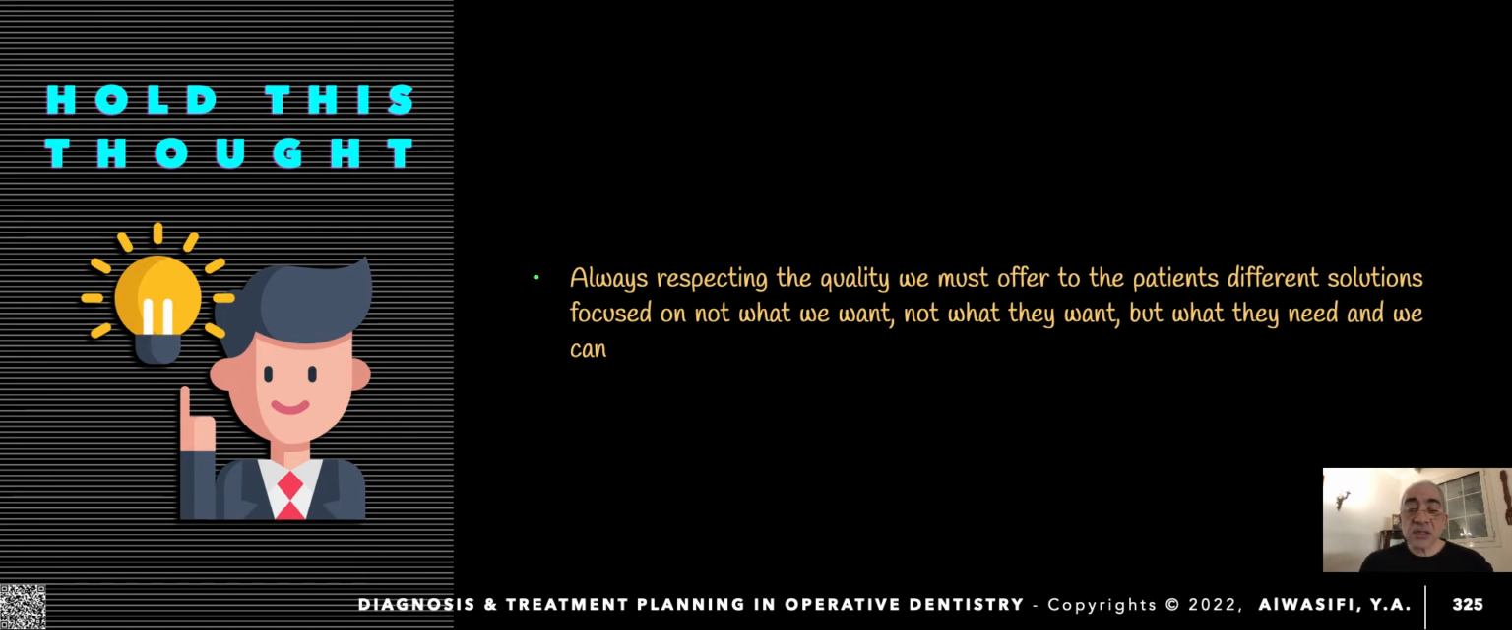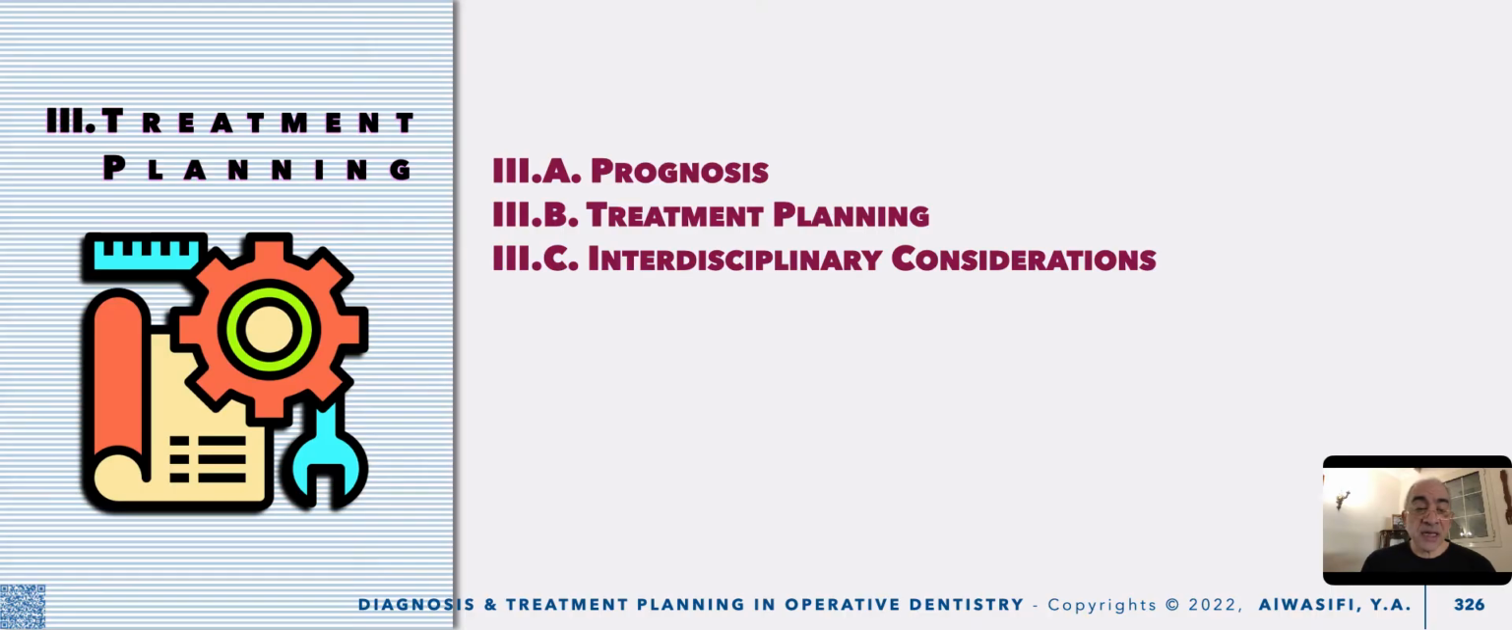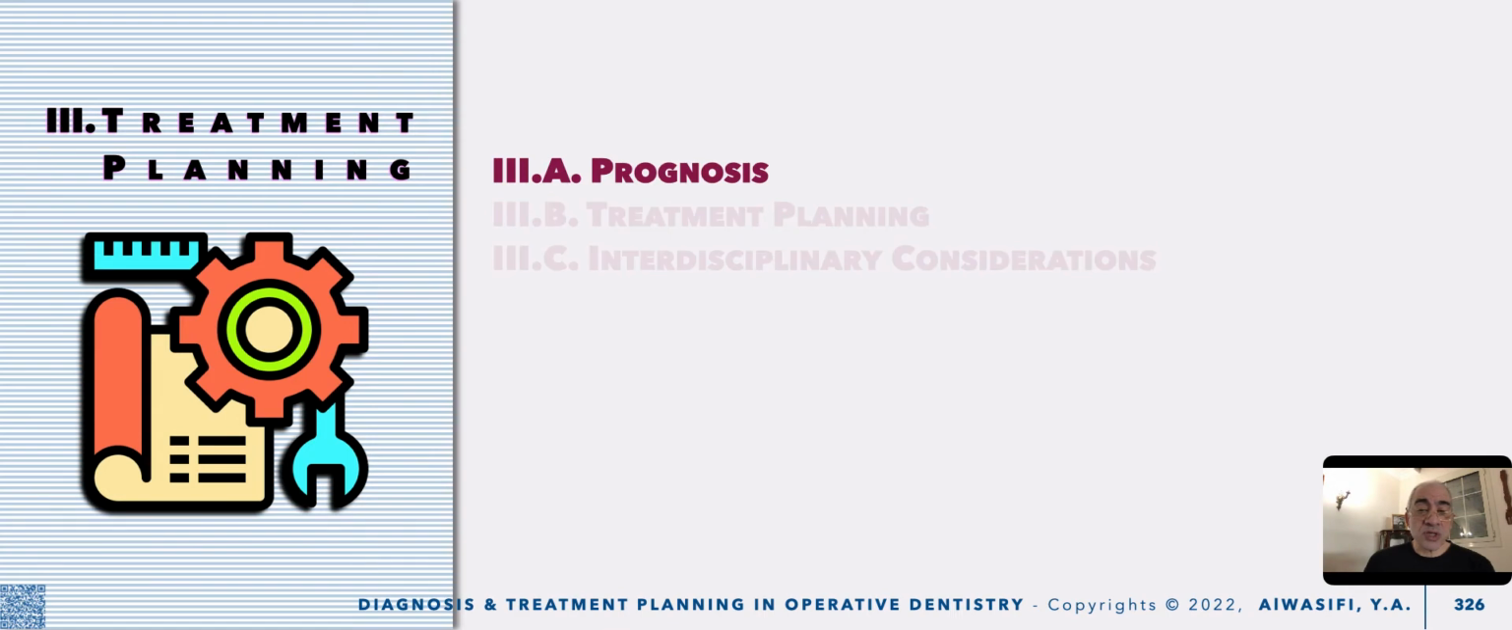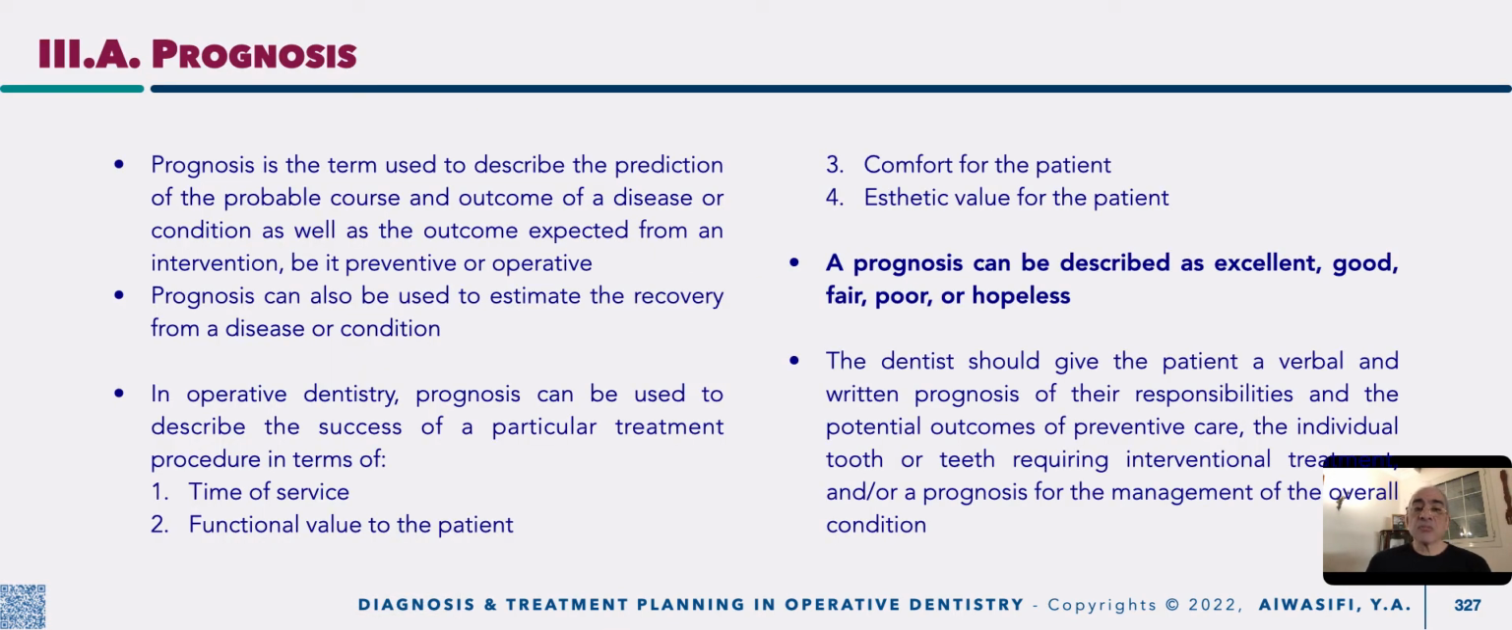We will start our discussion in the treatment planning part by discussing what is prognosis, then the assignment of treatment planning, and interdisciplinary considerations when assigning our treatment plan. Let us start with prognosis. What is meant by prognosis?